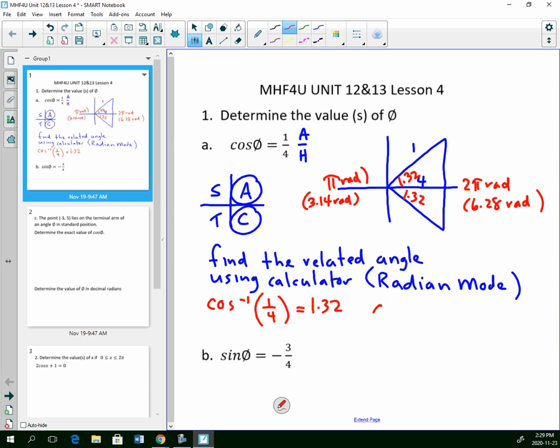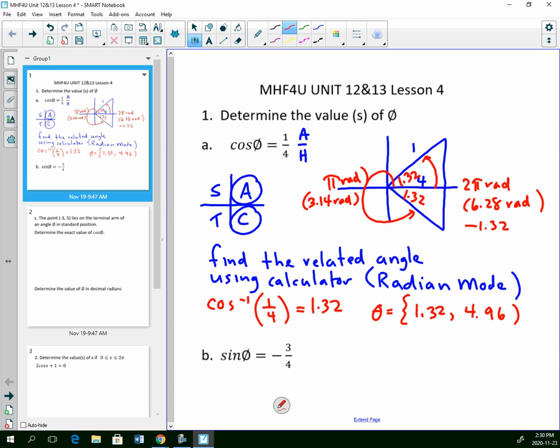So my solution, remember we determine our solution from 0 in the positive direction, so I'm going to end at the terminal arm or the hypotenuse. So in quadrant 1, it will just be 1.32. And then in quadrant 4, it'll be all the way around here. So quadrant 4 is going to be 2 pi, or 6.28 minus 1.32. And that will give me my second solution. So let's just calculate that. So in quadrant 4, it would be 4.96 radians.